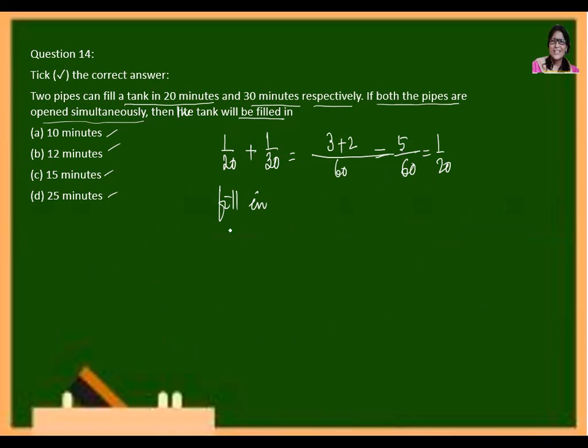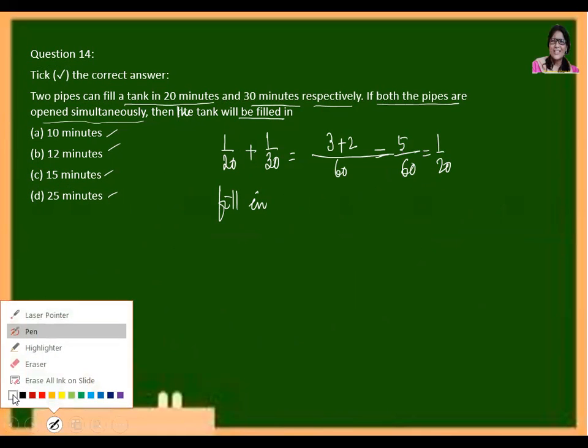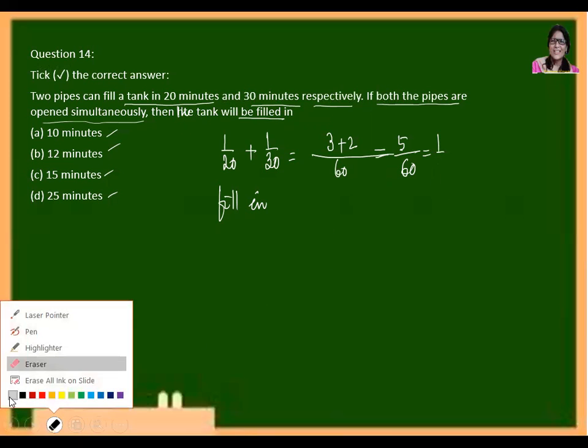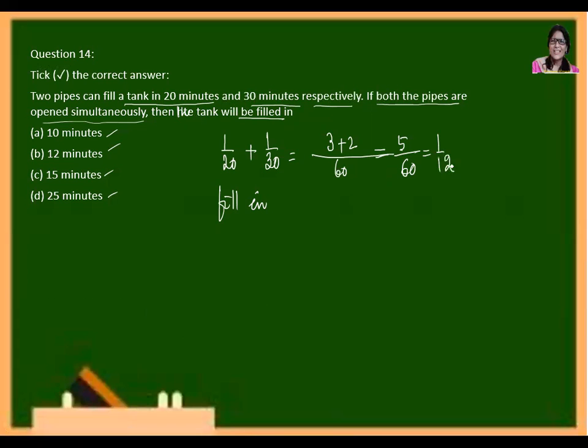5 by 60 is equal to 1 by 12. It will be 12. It is a writing error, isn't it? It will be 1 by 20. So they will fill in 12 minutes. So B is the answer.